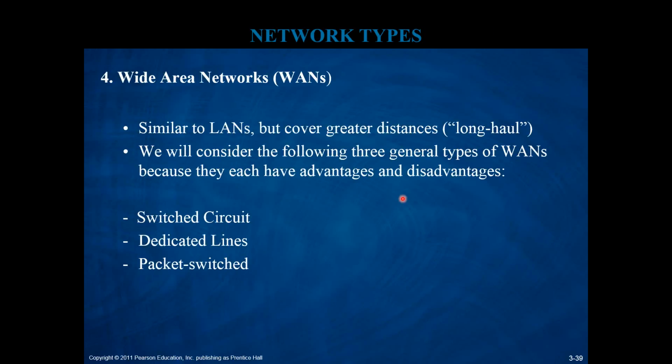Then you have the so-called wide area networks, or WANs. They're similar to LANs but cover greater distances. They are the so-called long-haul networks. Now, there are three general ways to implement a WAN: switched circuits, dedicated lines, and packet switching. I'll talk about each of those types of WANs, or wide area networks, in a second.